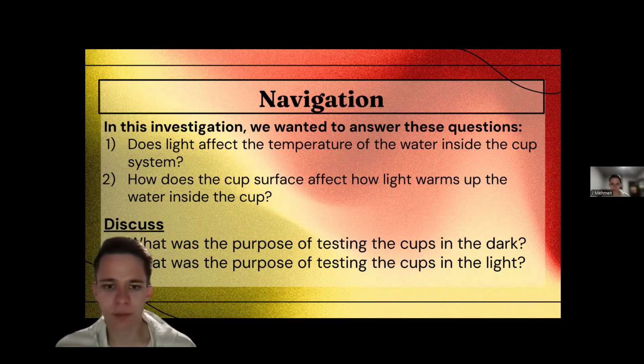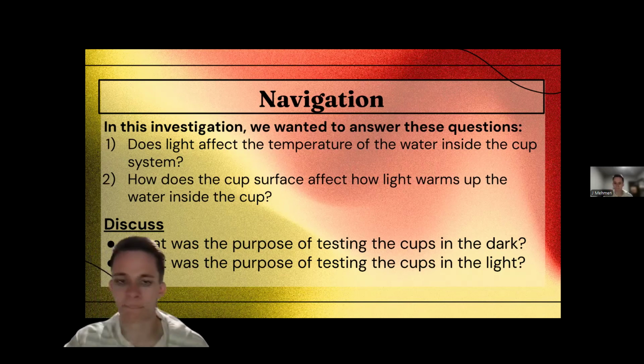Hopefully, we're able to see at this point that the purpose of testing the cups in the dark was to have a comparison. We're wondering the impact of light. So, obviously, we need a control group so that we can compare it to. Obviously, we'll have cups in the dark. And then the purpose of testing the cups in light, that's the whole point of our experiment. Does the light affect the temperature of the water inside of the system? If we have different cup surfaces, like a black painted cup, a white painted cup, a foil cup, a clear cup, is that going to affect how light interacts with our cup system?